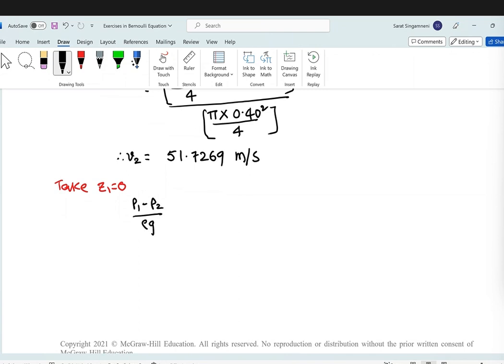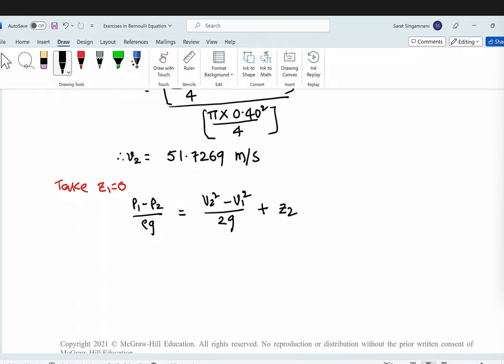P1 over rho g. I'm taking pressures on the left side is equal to V2 squared minus V1 squared over 2g plus Z2 remaining there because Z1 is 0. I took V1 squared over 2g that side and P2 to this side, and that is the equation.